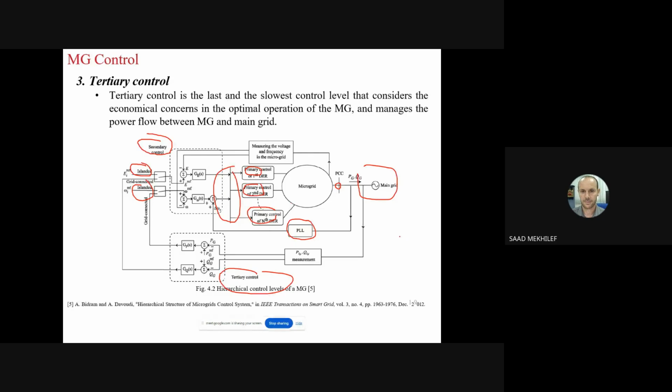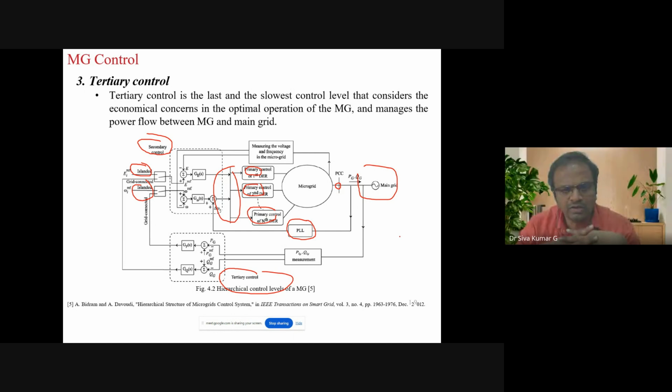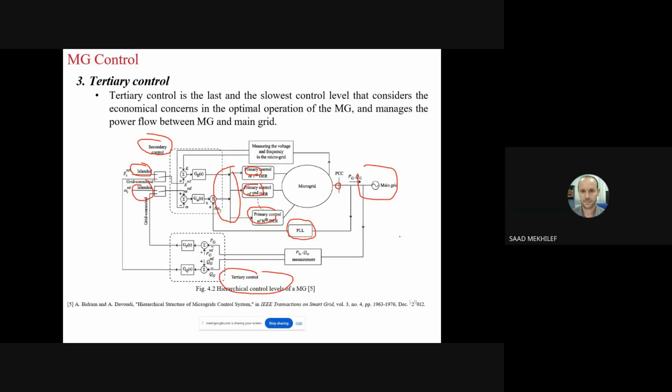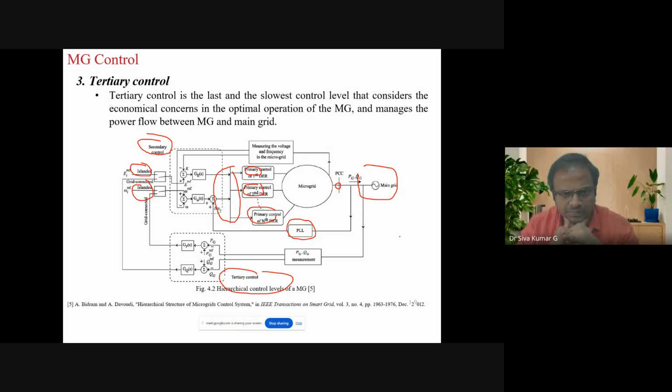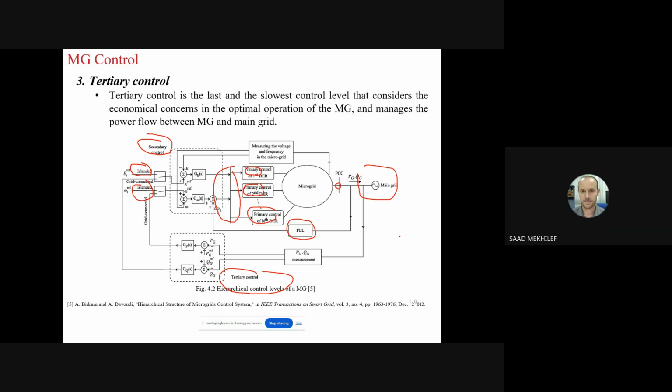Okay, please go ahead. Yeah, the secondary control is more than enough to go for a microgrid. Is it not? Yes, but only if it is not grid connected. The secondary control will be enough to operate the microgrid if it is not grid connected. But if it is grid connected, yes, you need the tertiary control. Okay. Any other questions?